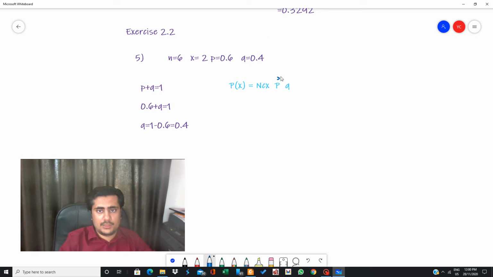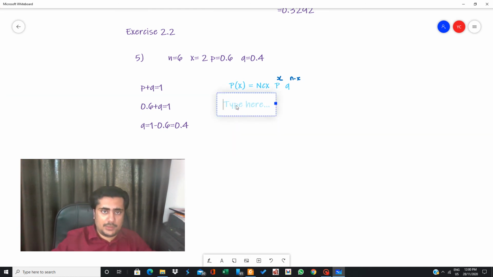So it's P raised to X, Q raised to N minus X. Now P raised to X, where X is 2, so it's P raised to 2. Now what is that? It is NCX, so it's 6C2. What is P? It is 0.6, raised to 2. And Q is raised to N minus X.